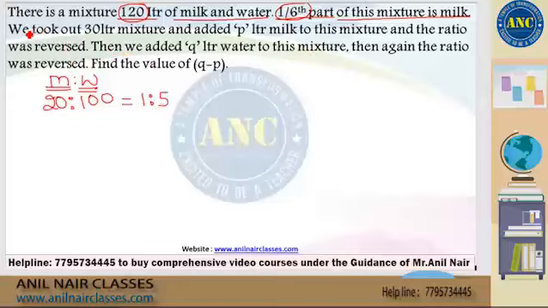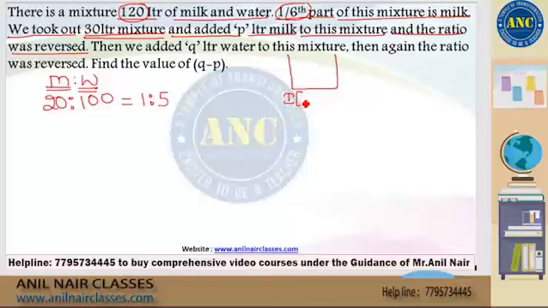Now read the next statement. We took out 30 liters of mixture and added p liters of milk to this mixture and the ratio was reversed. Now let us read statement by statement. What is it that they are saying? We took out 30 liters of mixture. That means there is a vessel. Initial ratio of milk and water is given as 1:5. Initial volume is given as 120 liters. Out of this, I am taking out 30 liters of mixture.